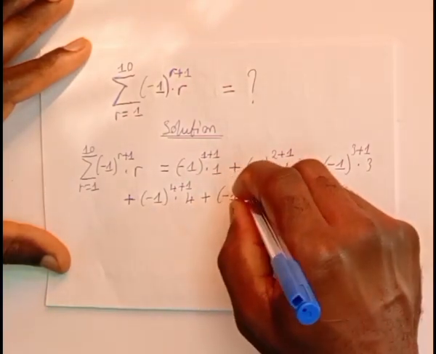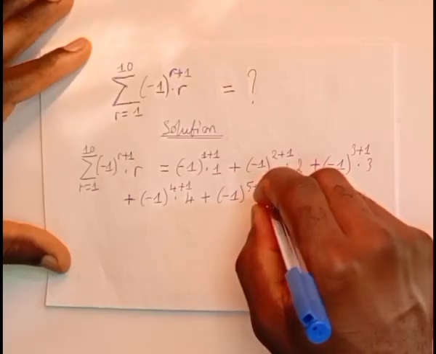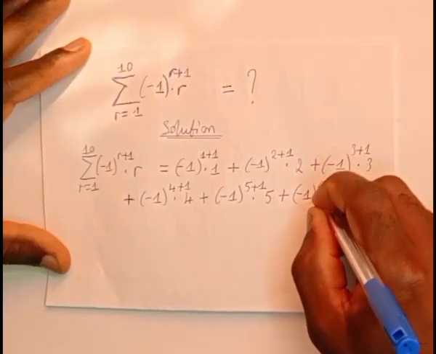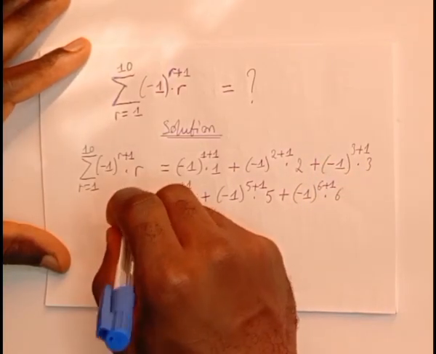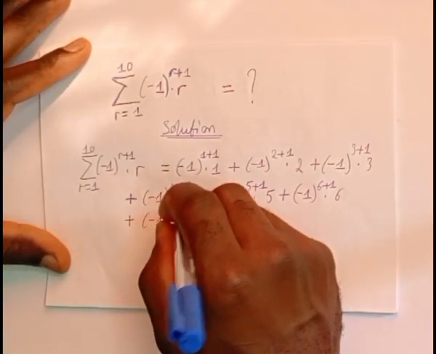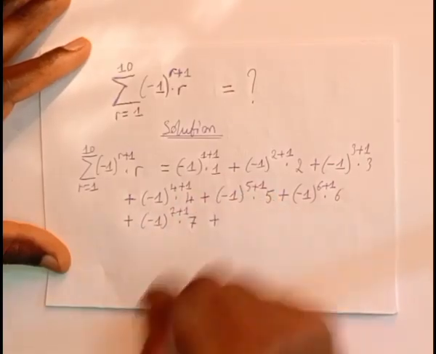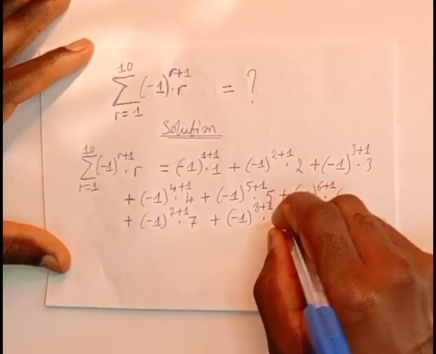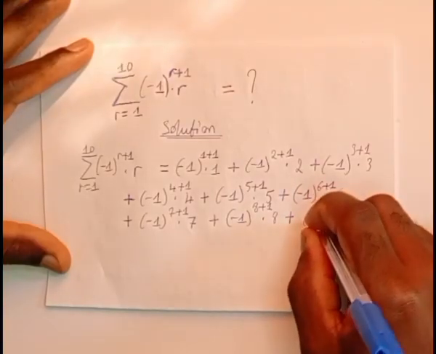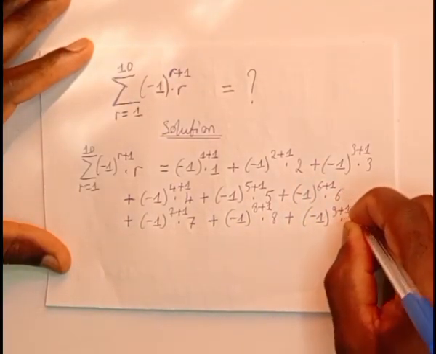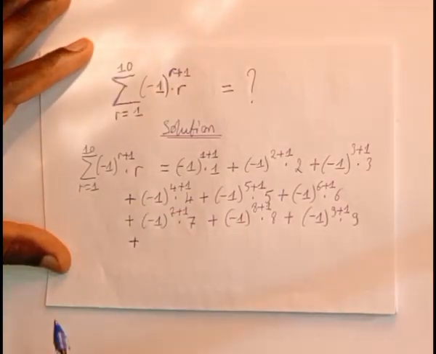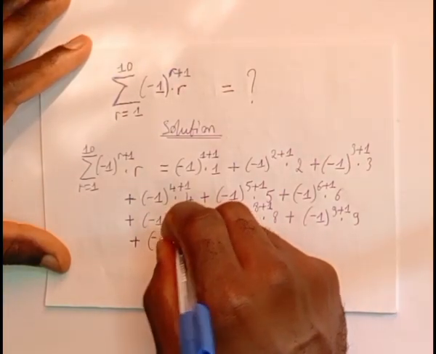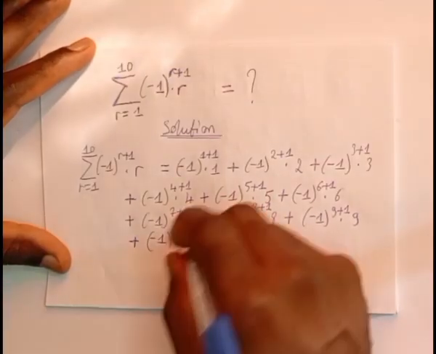when r is 5, negative 1 raised to the power 5 plus 1 times 5 plus, when r is 6, negative 1 raised to the power 6 plus 1 times 6 plus, when r is 7, negative 1 raised to the power 7 plus 1 times 7 plus, when r is 8, negative 1 raised to the power 8 plus 1 times 8 plus, when r is 9, negative 1 raised to the power 9 plus 1 times 9 plus the last term, which is for r equal to 10, negative 1 raised to the power 10 plus 1 times 10.